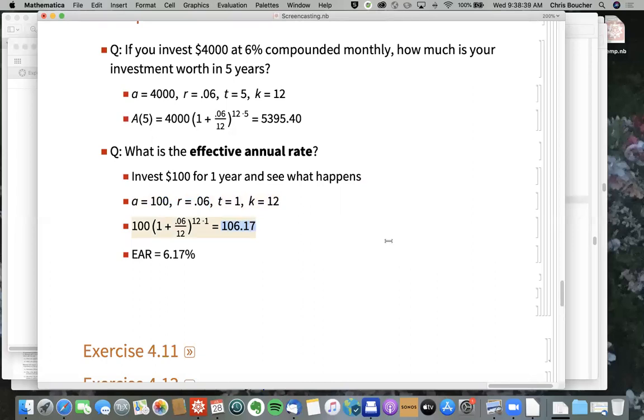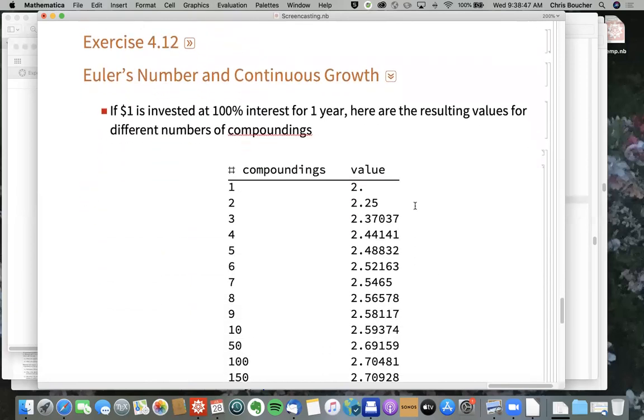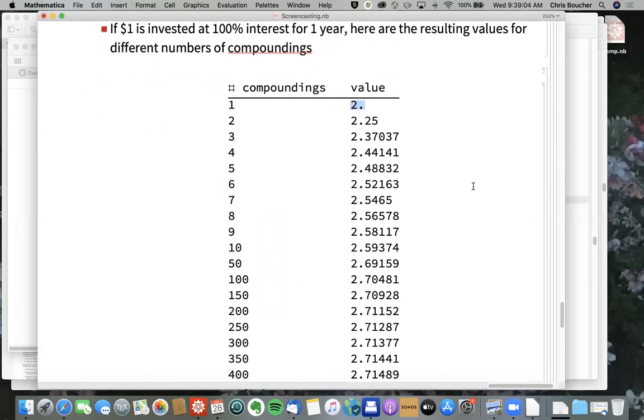So a question is, if we kept turning up the compounding, could we make our $100 grow into millions and millions of dollars? Well, let's strip this down. $1 at 100% for 1 year. If there is no compounding, or you just compound once, $1 grows by 100%, becomes $2. All right, well, I've done the calculations here for various numbers of compoundings.